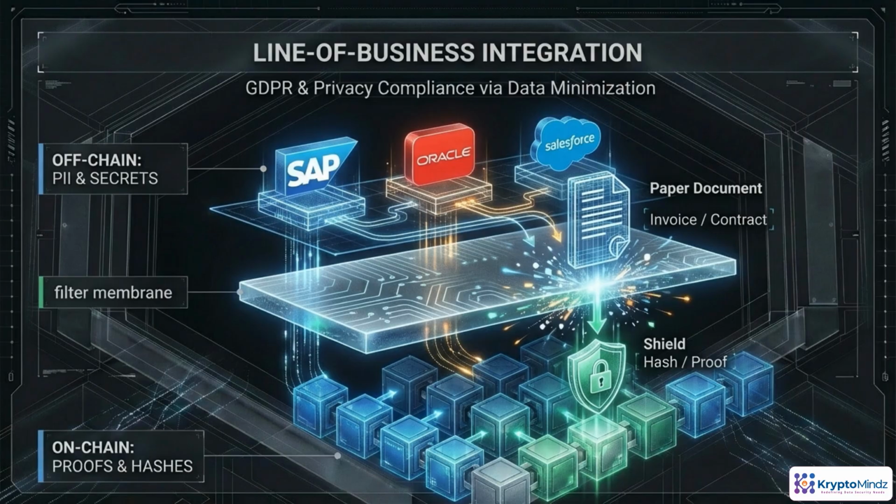Here, the key idea is data minimization as the bridge between line-of-business systems and a permissioned ledger. Your SAP, Oracle, CRM, or document systems continue to hold full records, including PII and regulated fields. Before anything touches the blockchain, a filter membrane extracts only what's necessary for integrity, typically hashes, timestamps, and selective metadata. Those minimal proofs are anchored on-chain, giving you strong auditability and non-repudiation, while sensitive content stays off-chain under your existing GDPR and privacy controls. So trust is shared, but privacy and regulatory scope remain tightly contained.